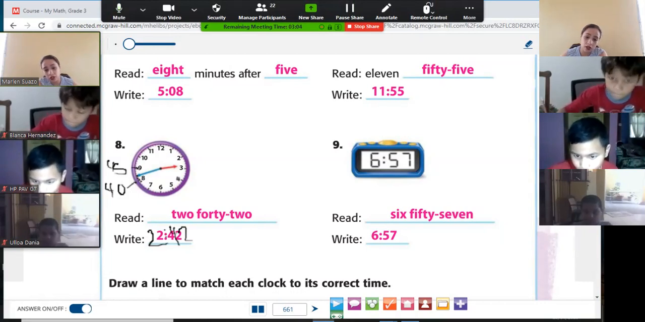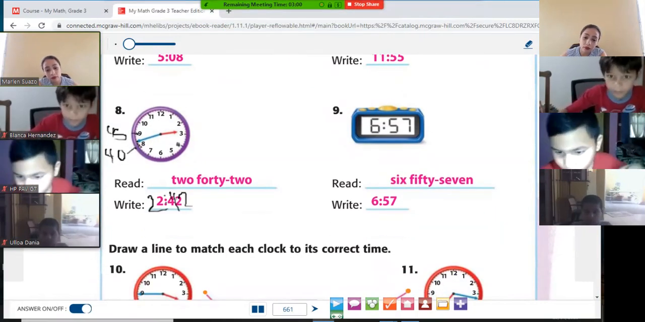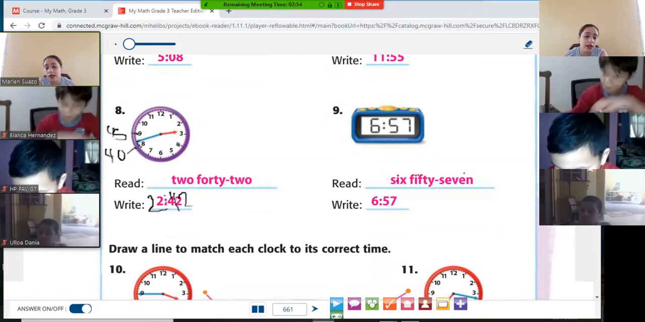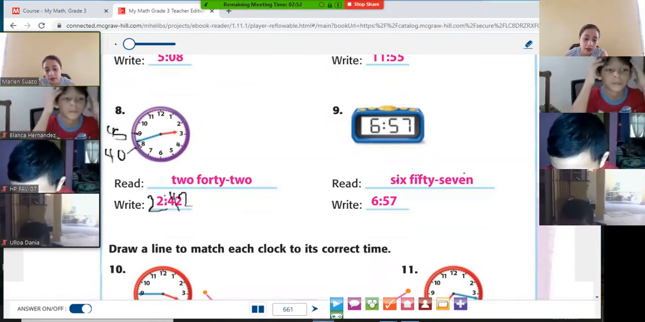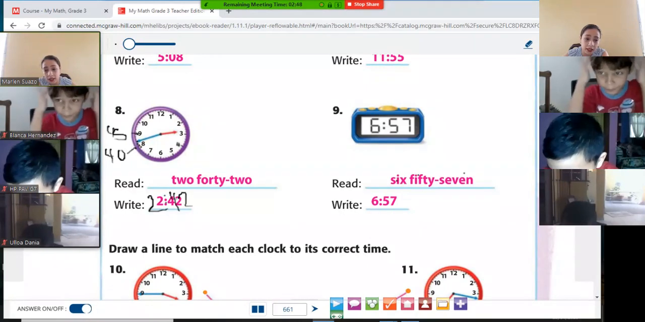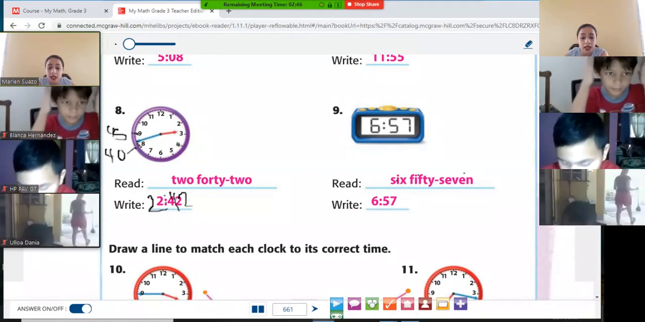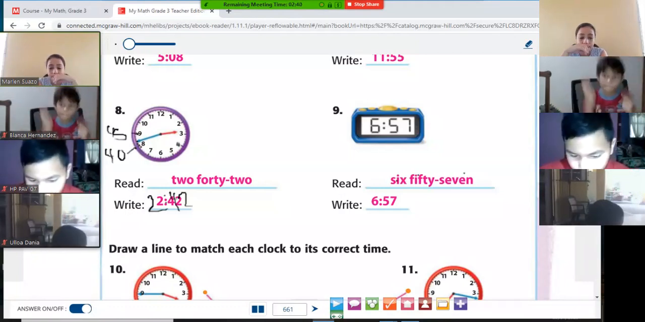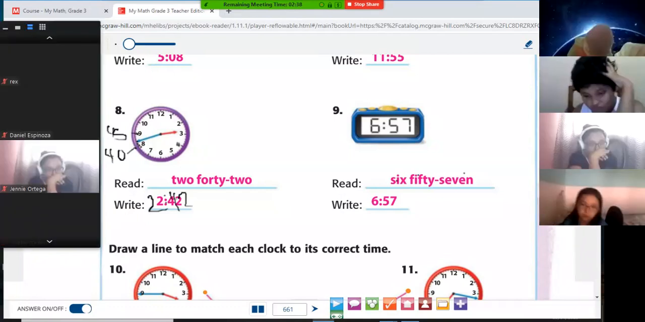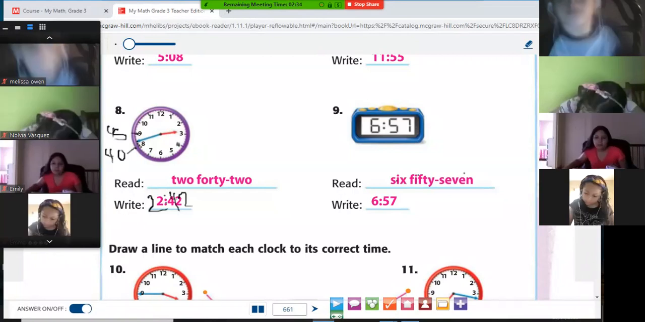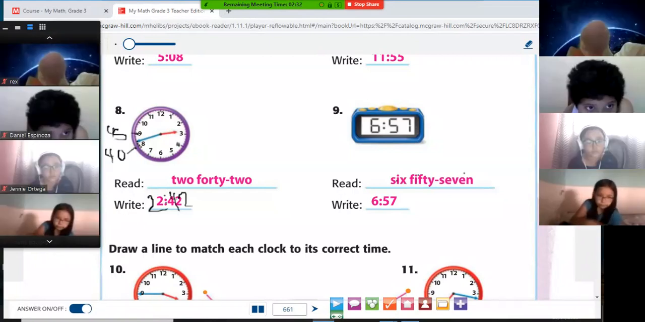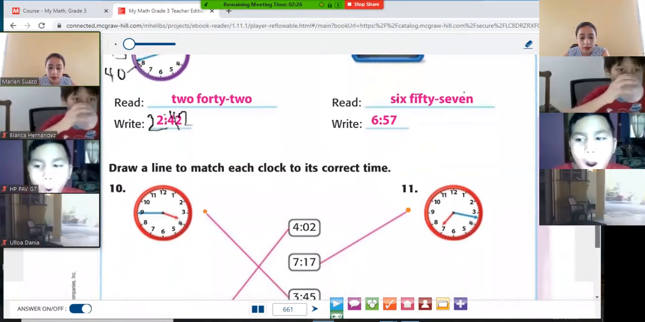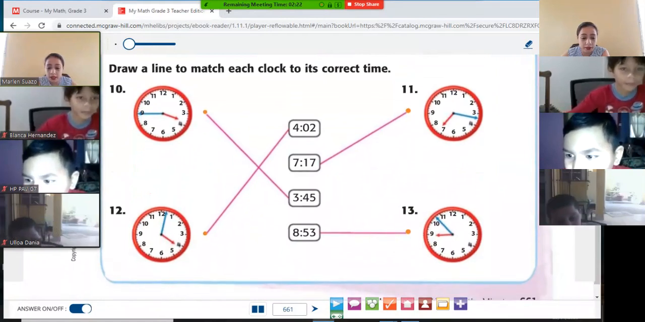Now, the other one, it's very easy. This is a digital clock, okay? Now, what time is it? It's 6:57. So write the answer on number 9. It is 6:57. First, you need to write it in words, and then you need to write it in numbers. It is 6:57. It is easier on the digital clock. Okay, now let's do together number 10.